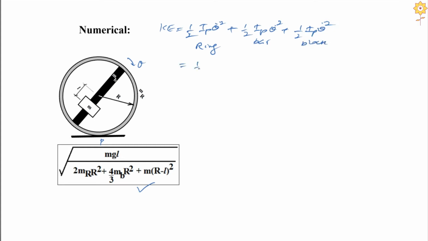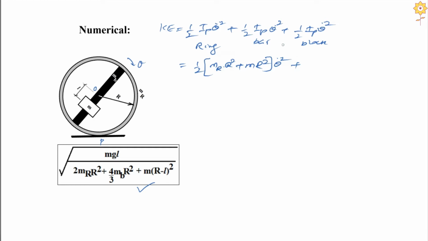And this should be equal to half into, for the ring, what is that? So we have I about its center of gravity, which is nothing but the mass into radius squared, so m_r into radius squared, that is about its center of gravity. Let us call it the O axis for the ring, and I want to transfer that mass moment of inertia from the O axis towards point P, or the P axis, which is nothing but again plus mass into the distance between the two, which is again R squared, into theta dot squared, right? So this should be 2 times m_r into R squared, right?